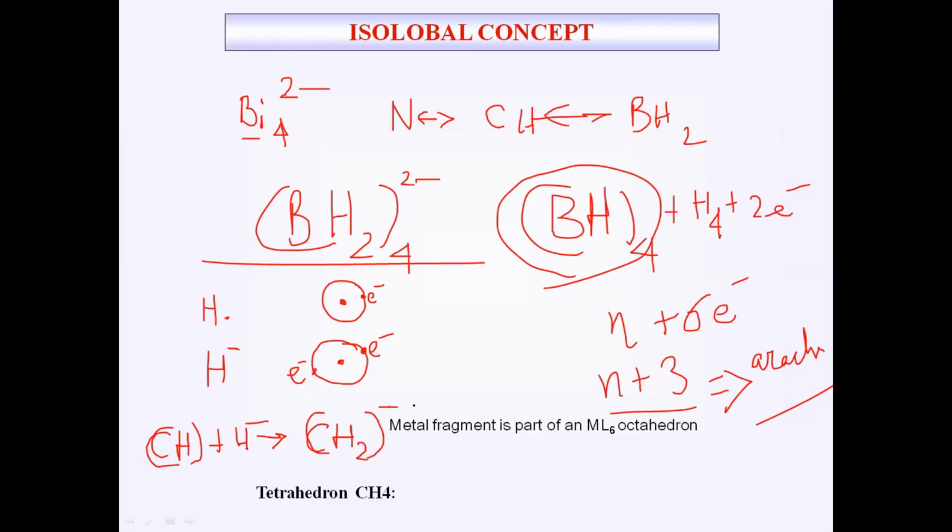We saw in one example, CH2 minus, CH2 plus, like that we saw. So CH2 minus unit is basically CH3.